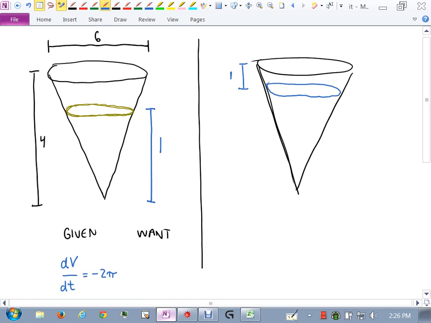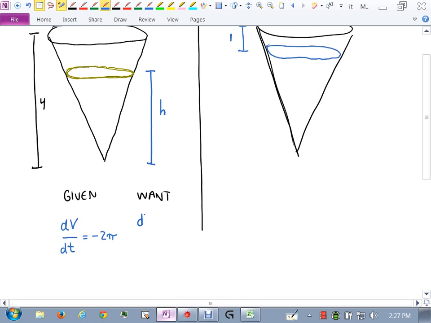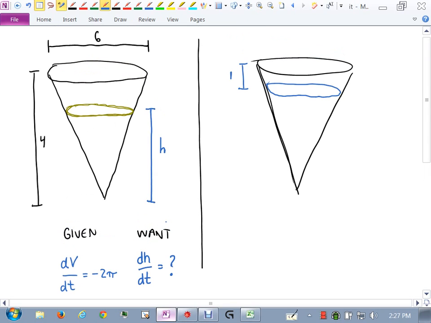Why don't I call it H for the height of the beer or the height of the water? I could call it Y because it's a vertical line, Y-axis type thing, but I'll just call it H for height. If I draw it like that, I want to know how fast that's changing, right? At exactly that moment. So I want dH dt. When do I want it? 1 inch from the top.